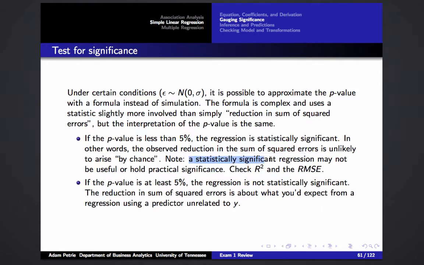Remember that a statistically significant regression may not be particularly useful or indicate a really strong relationship. We always check these other measures, r squared and the root mean squared error, to assess the practical significance.